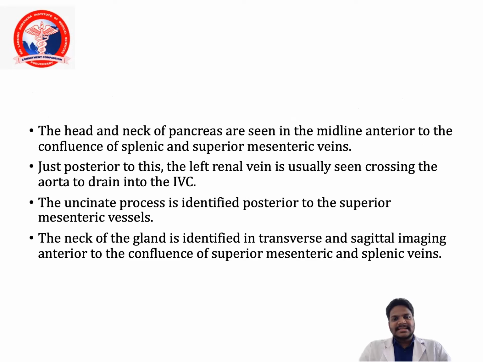Head and neck of pancreas are seen in midline anterior to the confluence of the splenic and superior mesenteric veins. Just posterior to this, the left renal vein is usually seen crossing the aorta to drain into the IVC. The uncinate process is identified posterior to the superior mesenteric vessels. The neck of the gland is identified in transverse and sagittal images anterior to the confluence of superior mesenteric and splenic veins.